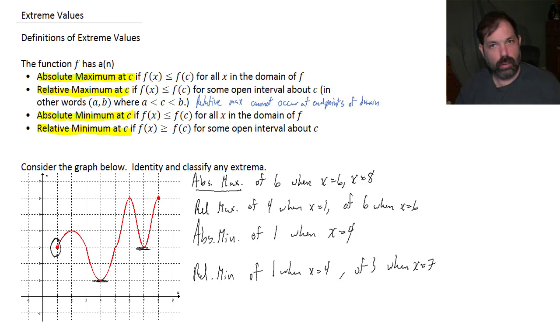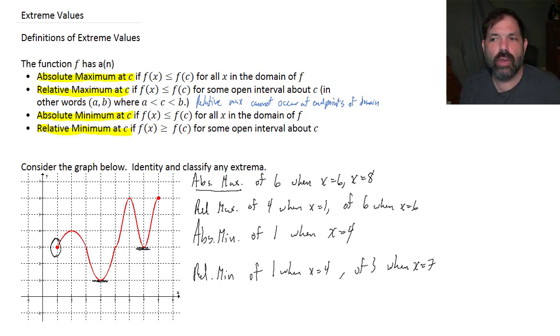All right, so there are some examples, just given a graph, of what we mean by absolute versus relative. So an absolute extrema can also be relative. Endpoints cannot give us relative extrema. Endpoints can only give us possibly absolute extrema.